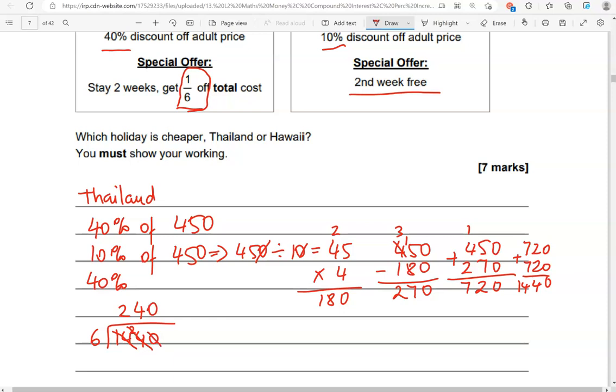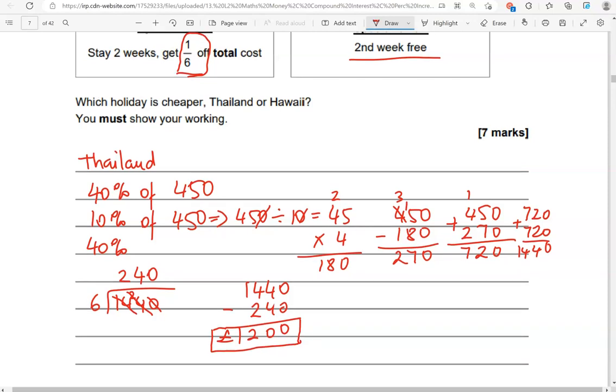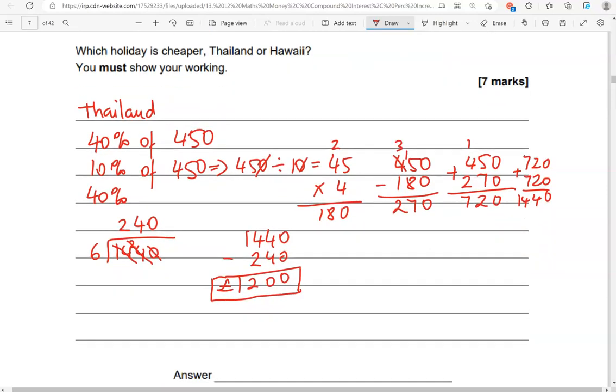So £240 discount. So if we take it away from £1,440, should give us the total discounted price for going to Thailand and staying in Thailand. So take away 240, 0, 0, 2, 1. So £1,200, that is the cost of staying for 2 weeks in Thailand for the mother and the child. Now we're looking at Hawaii.